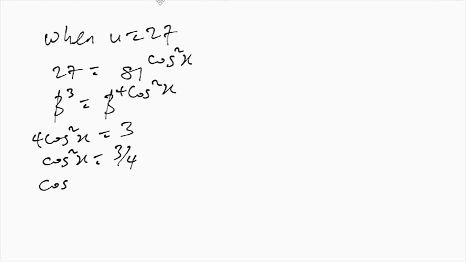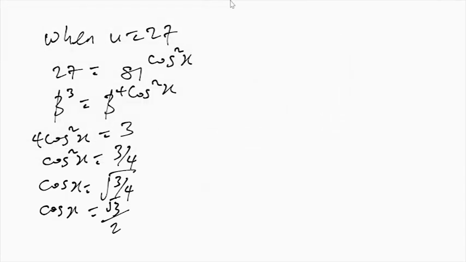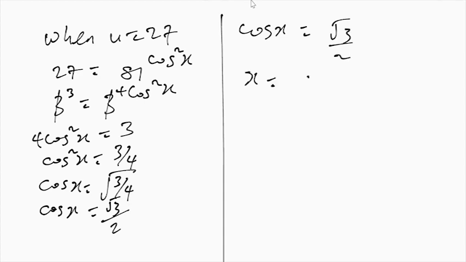Then cos x equals the square root of 3 over 4. And then we have cos x equals root 3 over 2. It's quite easy for us to find the arc cos of root 3 over 2. So then our x will equal arc cos of root 3 over 2.